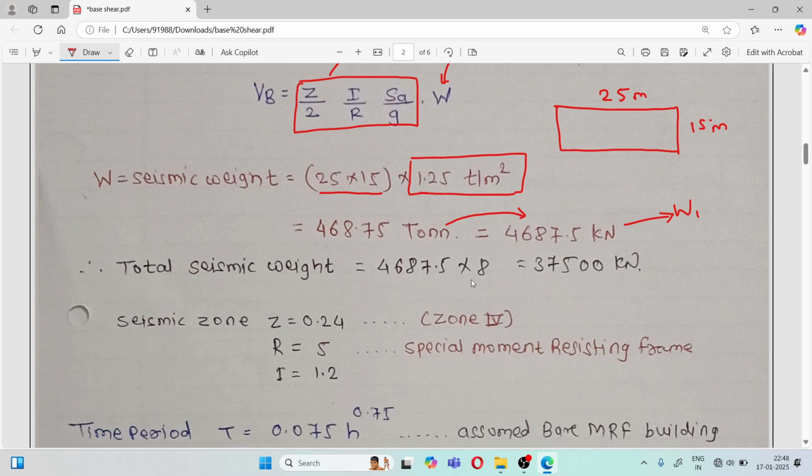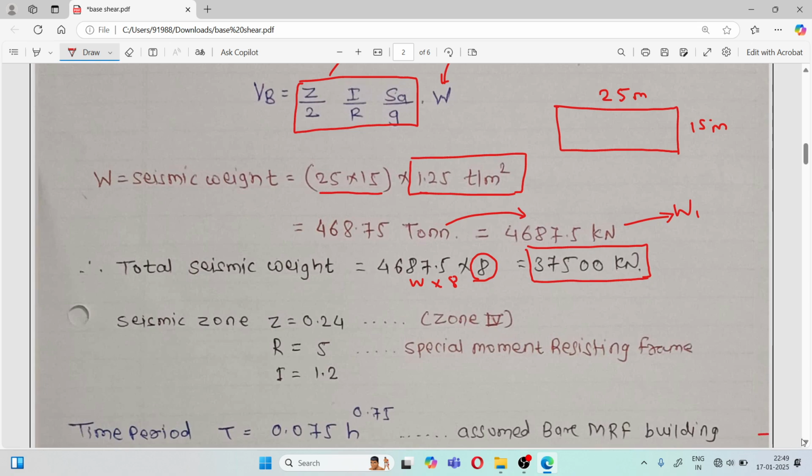So in our building there are 8 stories. That's why we have multiplied this with 8 stories. So the total seismic weight of the structure is 37,500 kilonewton. Here you can refer to our previous videos on how to calculate the seismic weight. My motto is not to teach you how to calculate the seismic weight in this video, so I have taken the input in a different way so it can save our time. You can check the description box. You can get the links related to how to calculate the seismic weight and base shear. Okay. So let's go ahead.